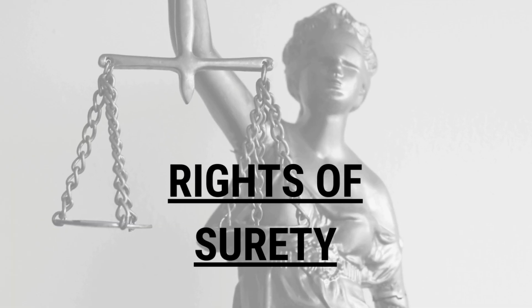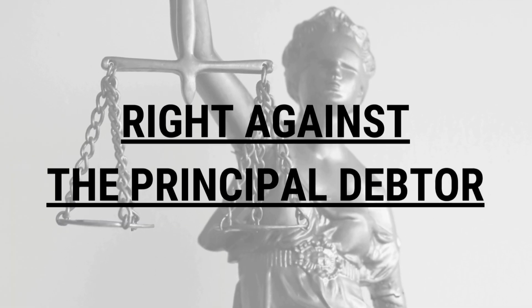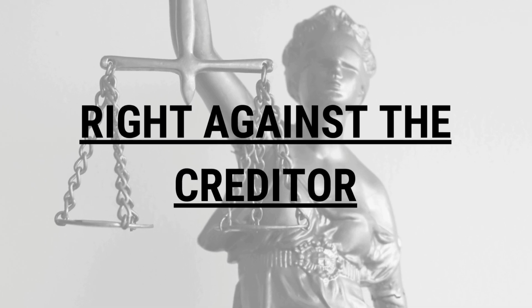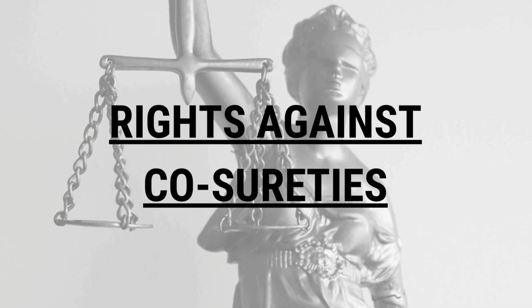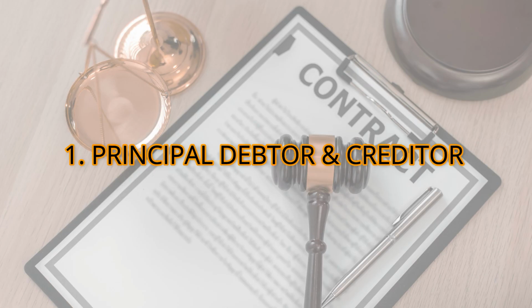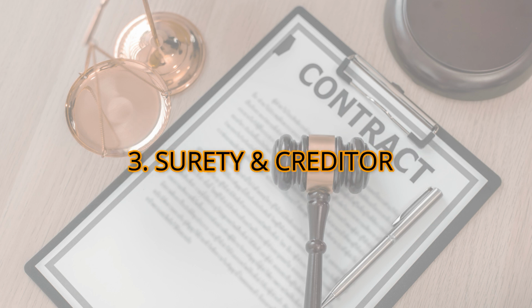So, just understand there are certain rights of surety. One, against principal debtor. Second, against creditor. Third, against co-sureties. I am going to discuss all these rights in detail. In the contract of guarantee, there are three contracts which are present under this. One contract is between principal debtor and creditor. Second contract is between principal debtor and surety, and third contract is between surety and creditor.